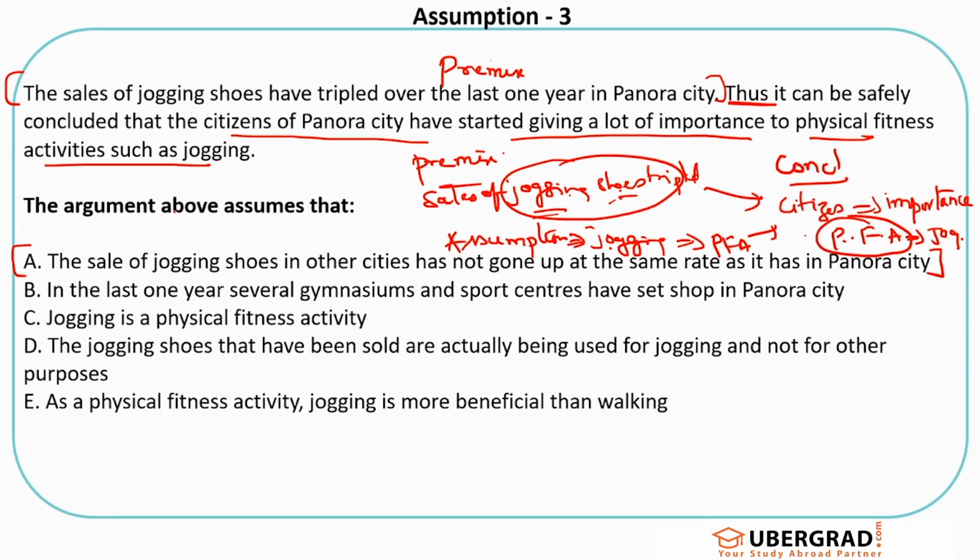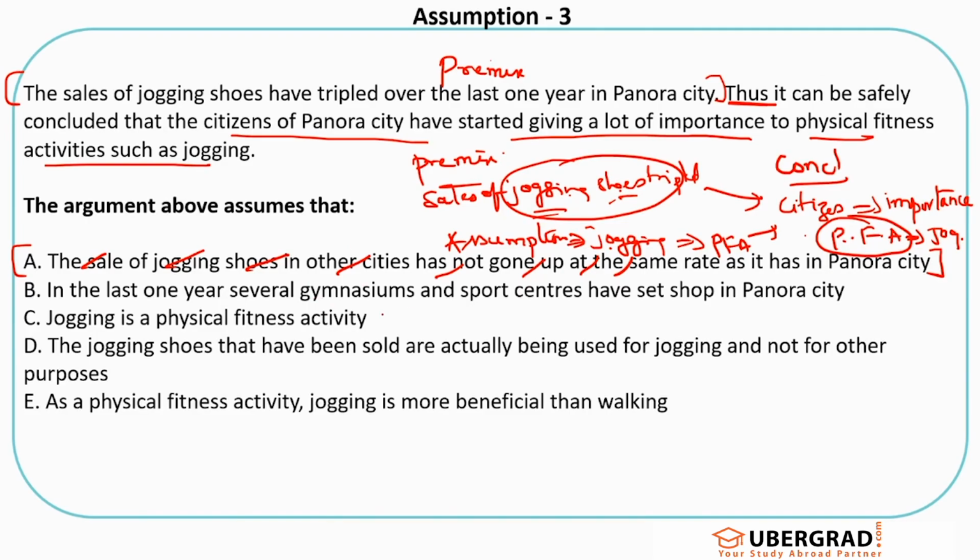Okay, the sales of jogging shoes in other cities has not gone up at the same rate as it has in Panora city. So this one comparing the other city has nothing to do with my assumption in this conclusion, right? What if they're buying more or less elsewhere? I don't care. It's not going to help me in getting this conclusion. So absolutely, this is not really helping us.